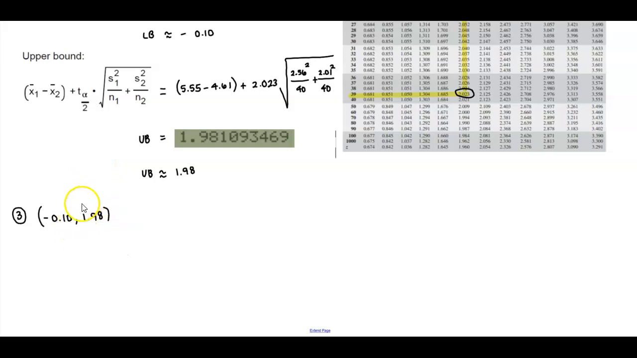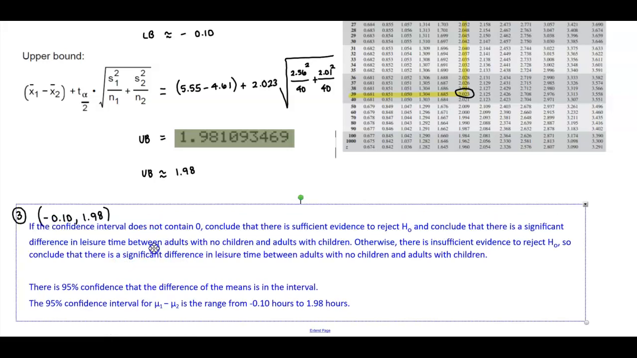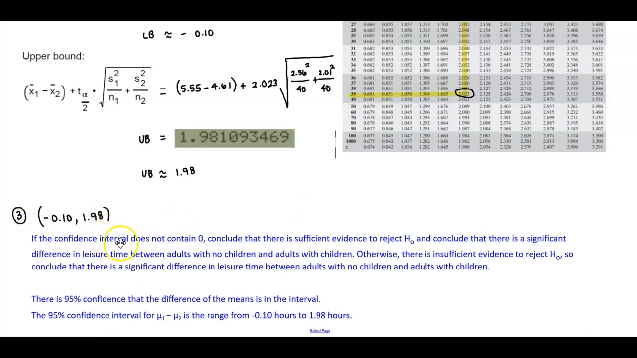So now we need to determine, is 0 in this interval? It goes from negative to positive, so we can say that 0 is in there. So recall that if the confidence interval does not contain 0, we would conclude that there is sufficient evidence to reject the null, and then conclude that there is a significant difference in leisure time between adults with no children and adults with children. Otherwise, there is insufficient evidence to reject the null, so we cannot conclude that there is a significant difference in leisure time between adults with no children and adults with children.